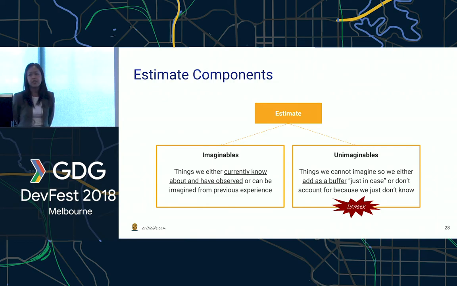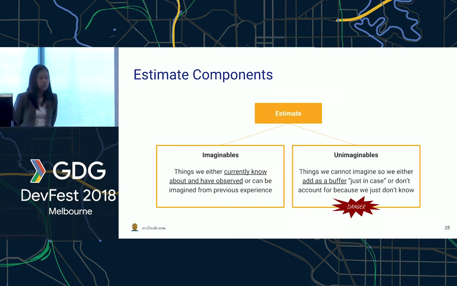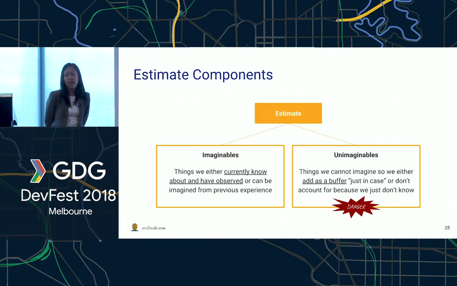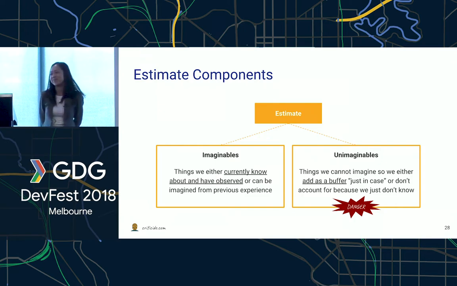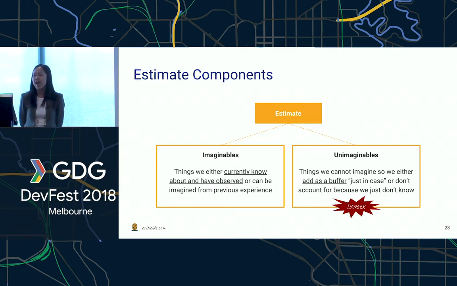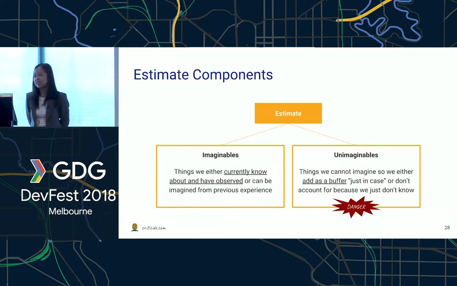But before we continue, I'd like to briefly touch on the components of an estimate, which is quite important and I think easily gets brushed over. On the left, we have imaginables, the things we actually know about and have experienced. But on the right, we have the unimaginables, the things that we add as a buffer, the just in case. And the problem with adding that is that we end up blowing our estimates out of proportion, therefore actually leaving those estimates nothing more than just a guess.